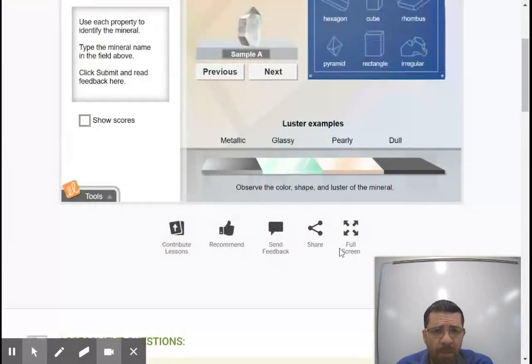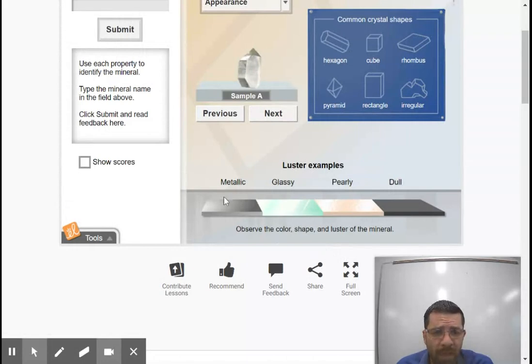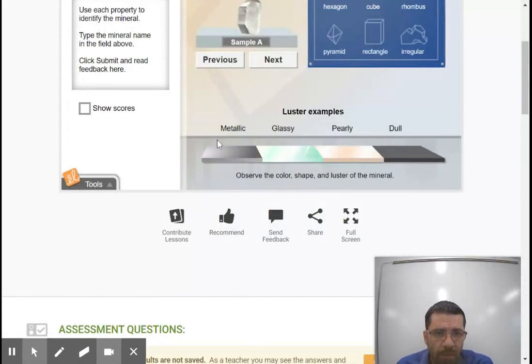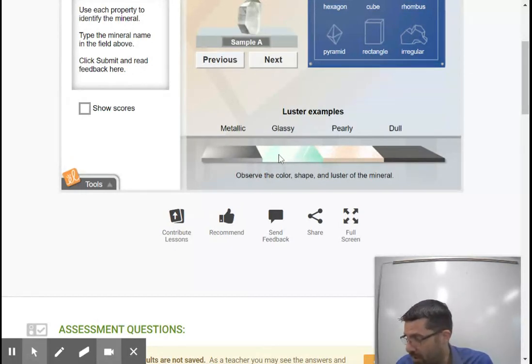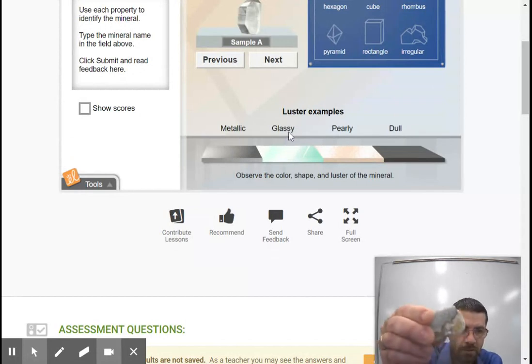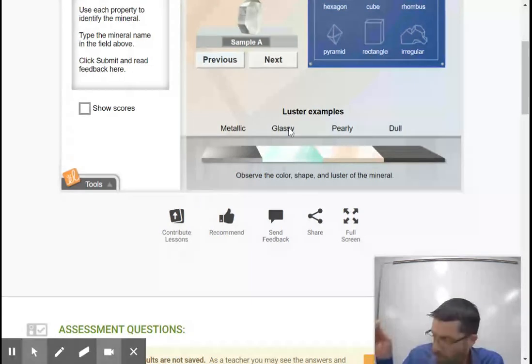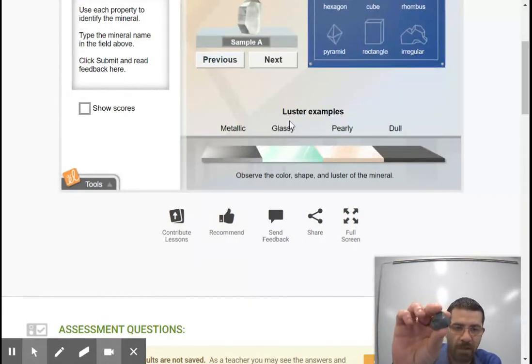Luster is the ability, how it reflects light. So again, these are the 4 examples that you would use to describe luster. The metallic, the galena I just showed you before, that would be metallic. So that would have a metallic luster. Or you can have a glassy luster, like this piece of quartz. Or it can have a dull luster, like this piece of magnetite.